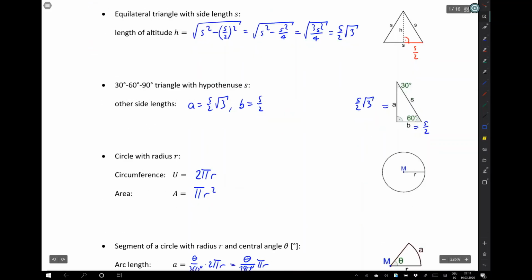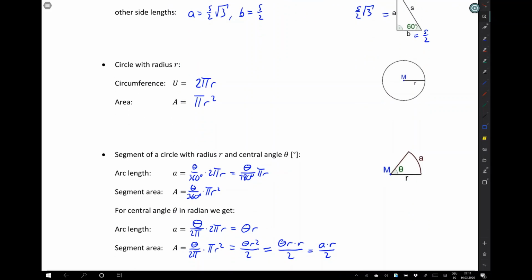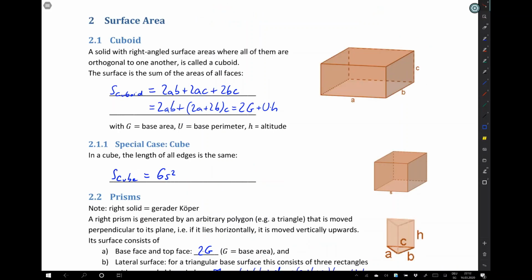We see then also, as a second part, the circle. The formula for the circle should be clear, and also for the segment of a circle. The one that you should be most aware of, which we will most probably use most, is that the area of a segment can be calculated as A times R divided by 2, A being the length of the arc and R the radius of the circle. Now let us look at the surface area of different solids.